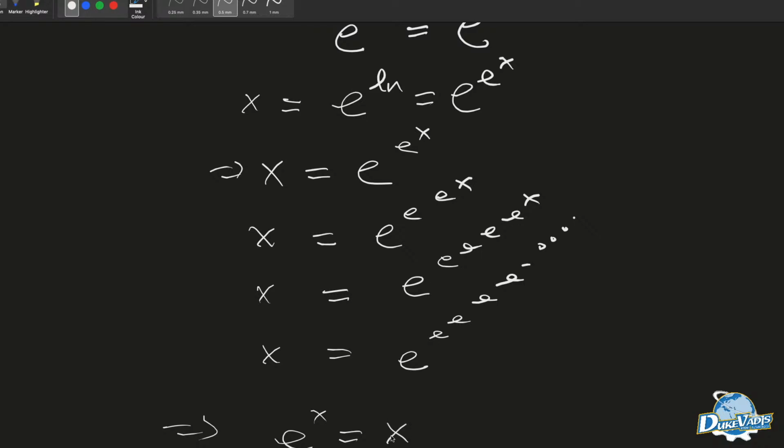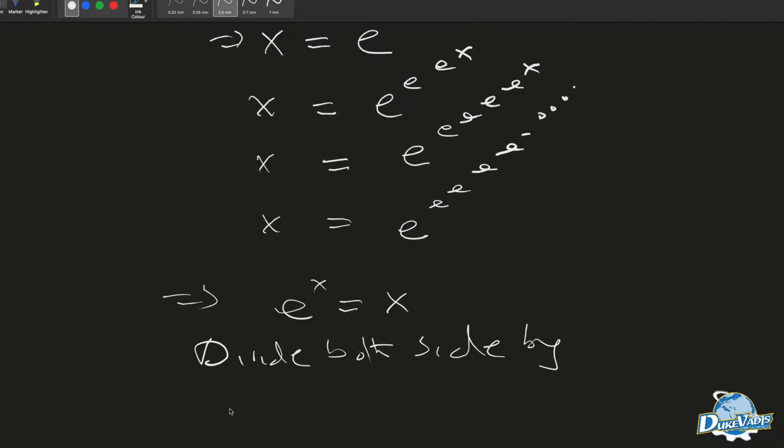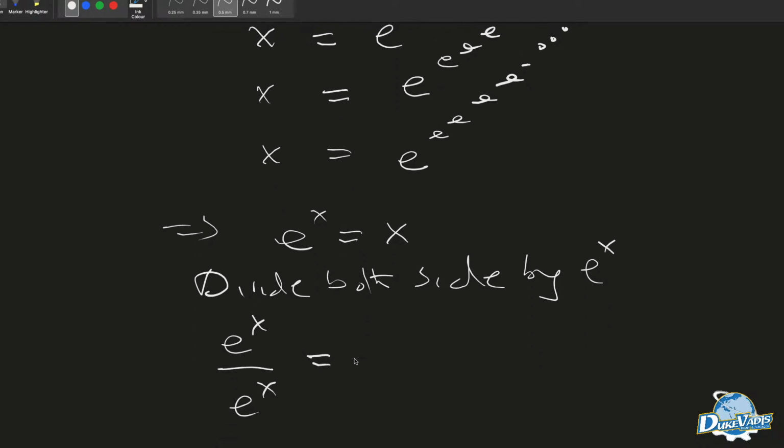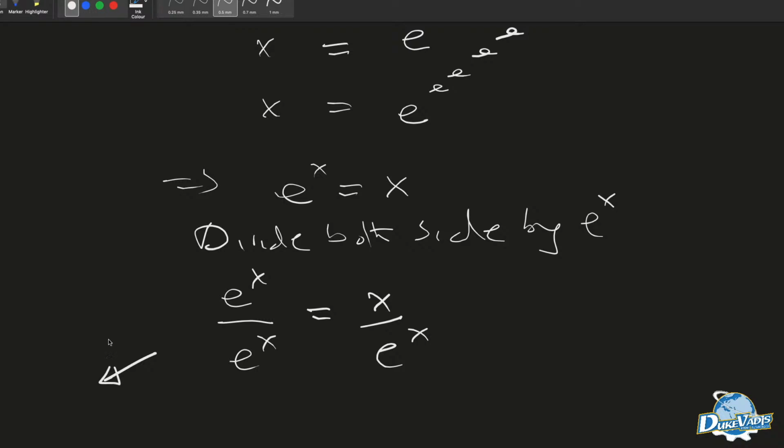Some will say, why don't we take natural log to both sides again? But I say no. We can employ the Lambert W function. Why am I saying that? Let's see. Let's divide both sides by e raised to the power x. So this will be e raised to the power x over e raised to the power x equals x all over e raised to the power x. And eventually the left side will become 1.